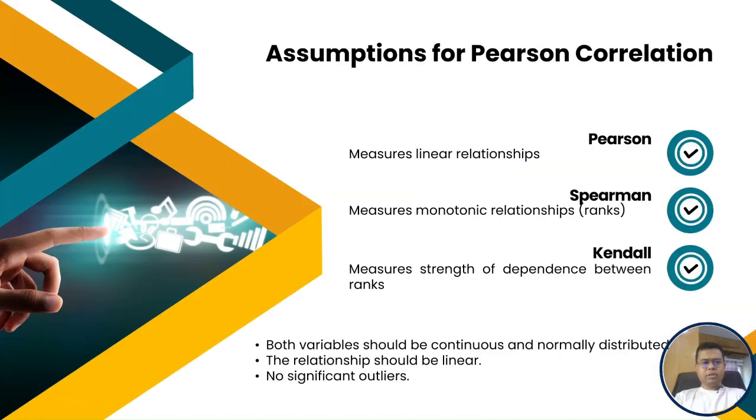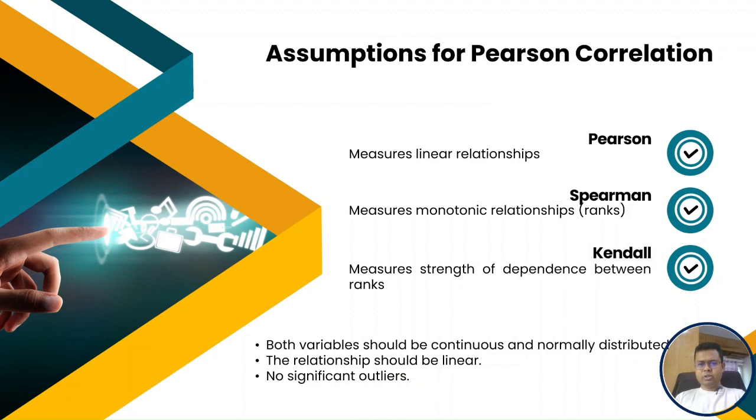Okay. So next, there are several types of correlation. Number one, Pearson correlation. Number two, Spearman correlation. And number three, Kendall correlation. Pearson correlation measures the linear relationship, whereas Spearman correlation measures the monotonic relationship, I mean the rank. On the other hand, Kendall correlation measures the strength of dependence between the ranks. Okay, so the most popular and widely used correlation is Pearson correlation.